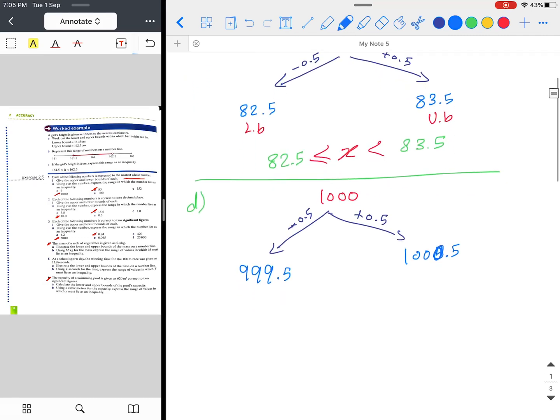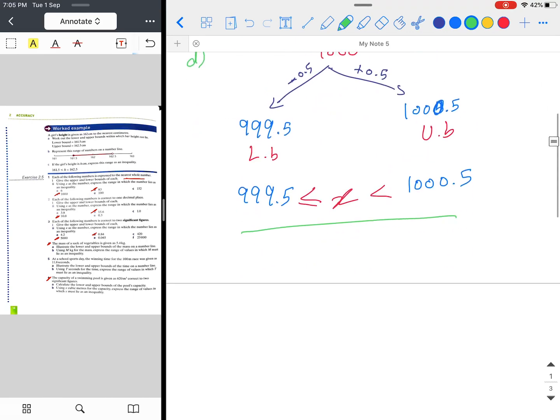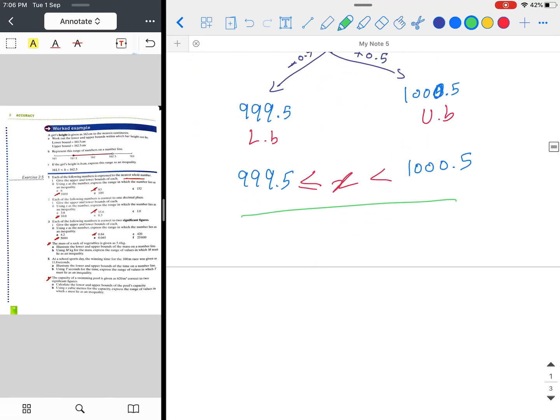After that, where is the lower bound? Here it is. And where is the upper bound? Here it is. To write it as an inequality, we write x is greater than or equal to 999.5 and smaller than 1000.5. I hope it's easy. So let's go for question number 2.